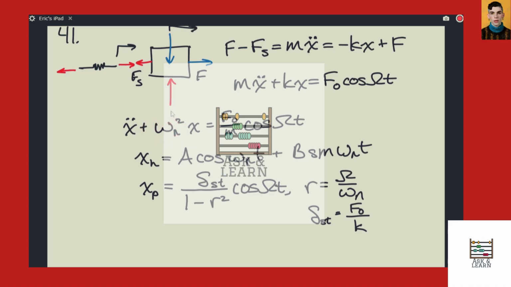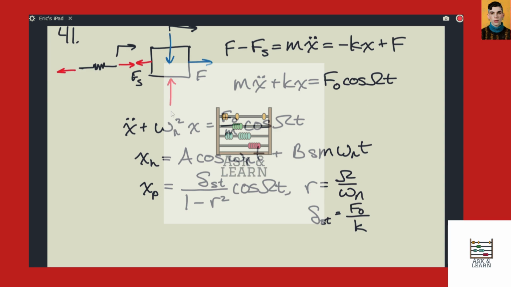We can then divide through by m, and so we get x double dot plus omega n squared x equals F naught over m cosine omega t. Now, they ask for the general solution of this equation. Well, the general solution consists of a homogeneous and a particular solution.